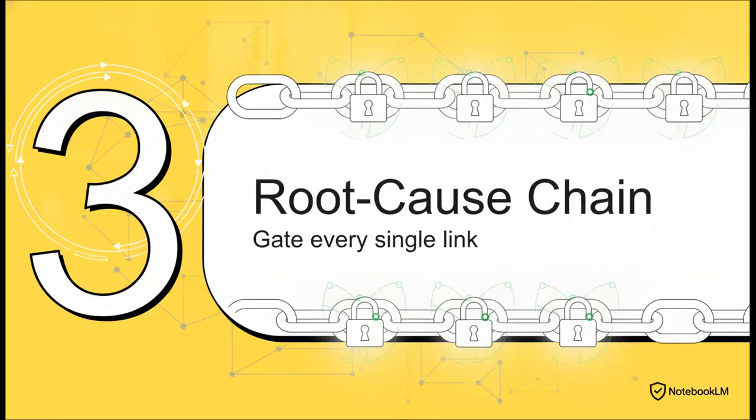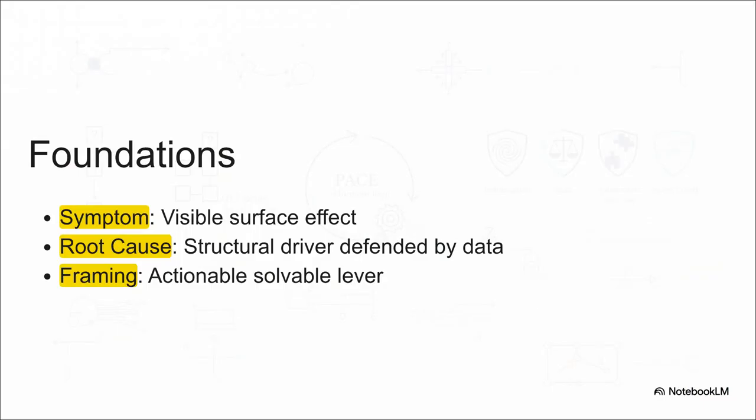Which brings us to Section 3, gating the root cause chain. We have to gate every single link. To gate those links properly, we first have to lock down exactly what we mean. The symptom is just the visible surface effect, the observation. The root cause is the structural driver, and this must be defended by data. Finally, the actionable framing is your solvable lever. Keep this locked in your mind because every single refinement and audit in this pipeline depends entirely on your ability to distinguish between these 3 layers.